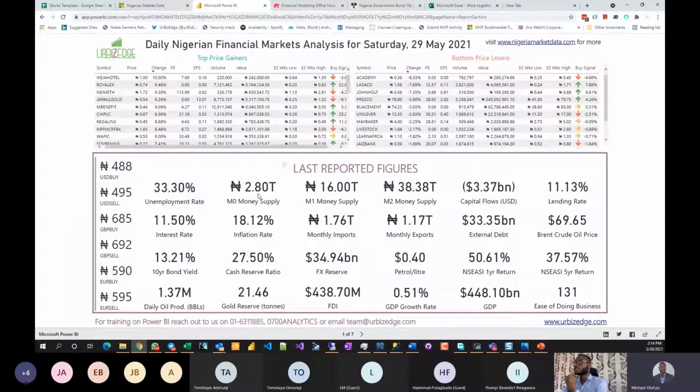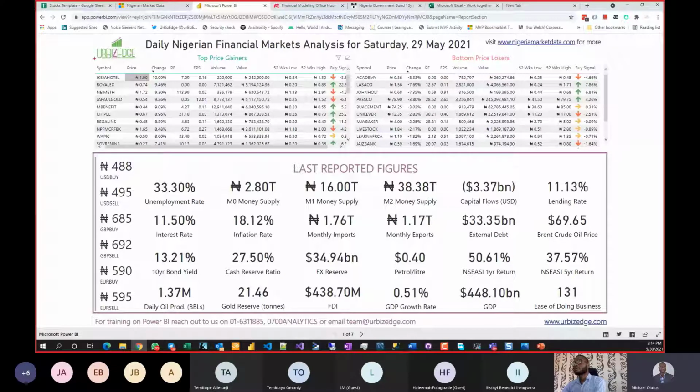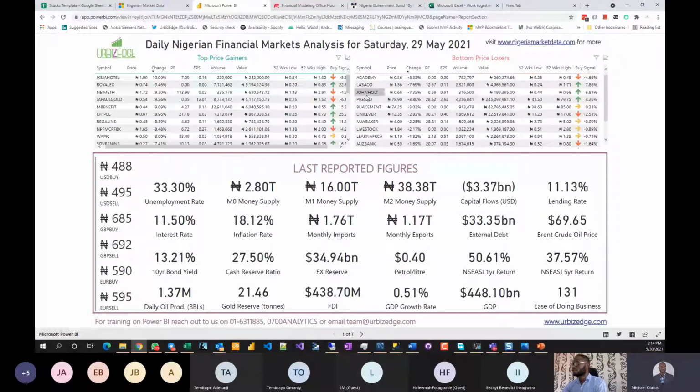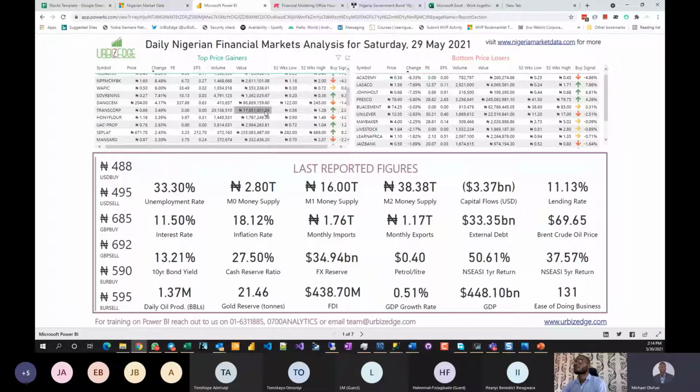You would also see at this upper left side the gainers. So which companies traded the last trading day, and what were their stock price gains and losses? Obviously the top gainer, as you can see here, is Ikeja Hotel, followed by Royalex, and like that you can scroll down to see more results.